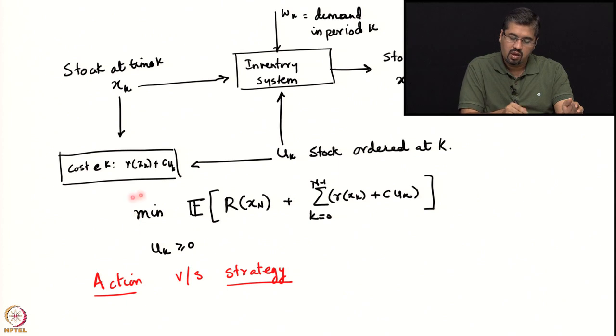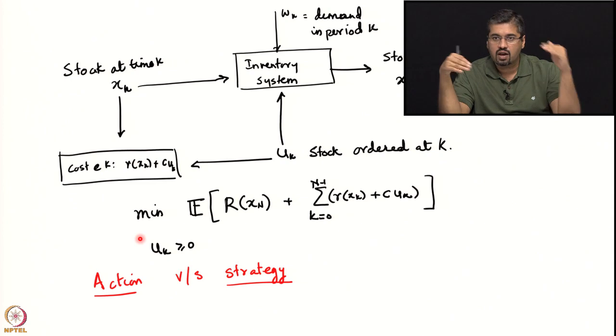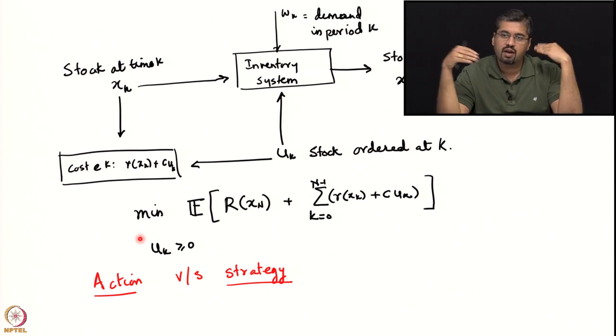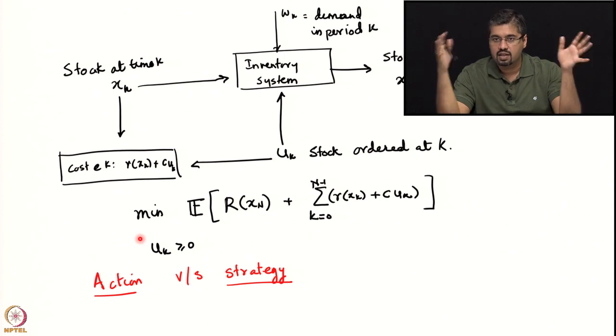So this problem is not about choosing actions at all, because we cannot really choose actions at time 0, because we do not have the information to choose the actions. What we can do is make a plan. We can say, well, if I have some amount of inventory, this is the action I would take. If I have 100 units of inventory, I would order another 10 more. If I have 50 units of inventory, I would order another 20 more. If I have 150 units of inventory, I would not order anything at all, etc.